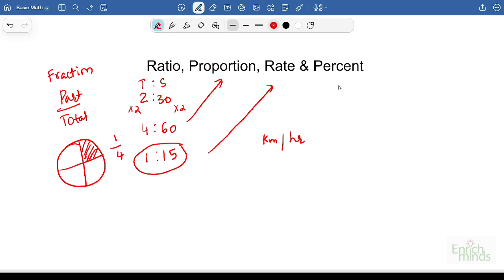Percent tells me how many parts there are in a total of 100 parts. So always this part is fixed for percent, that is 100. So if I say 75%, I use this symbol to describe it's a percent. So 75% is 75 out of 100.